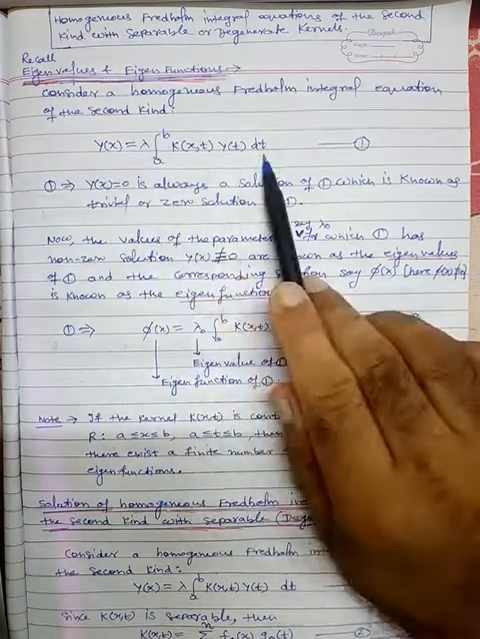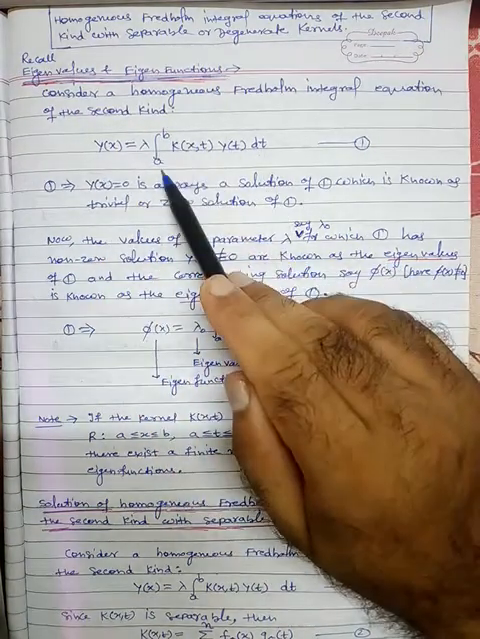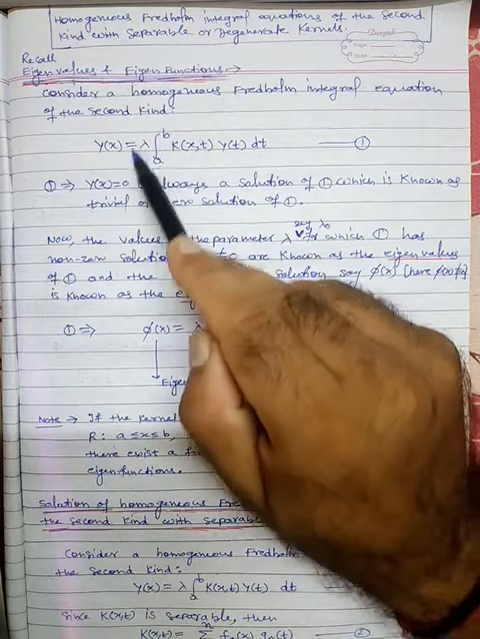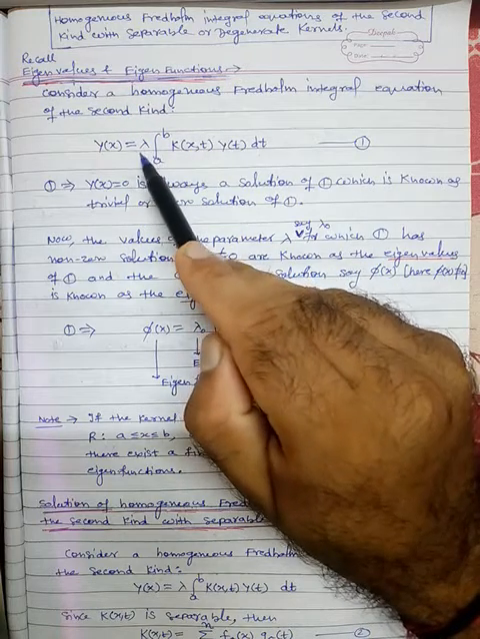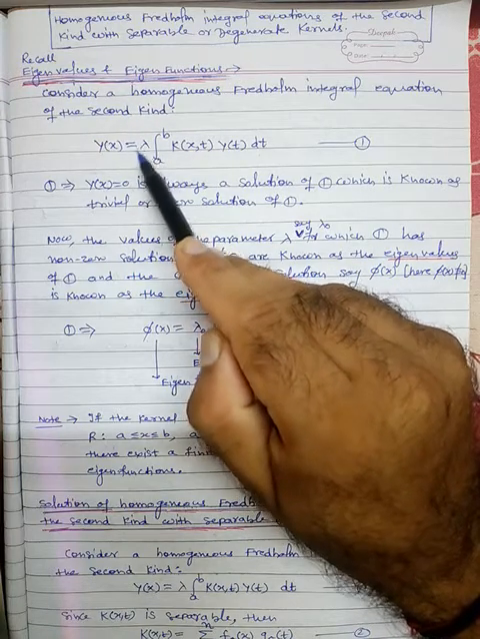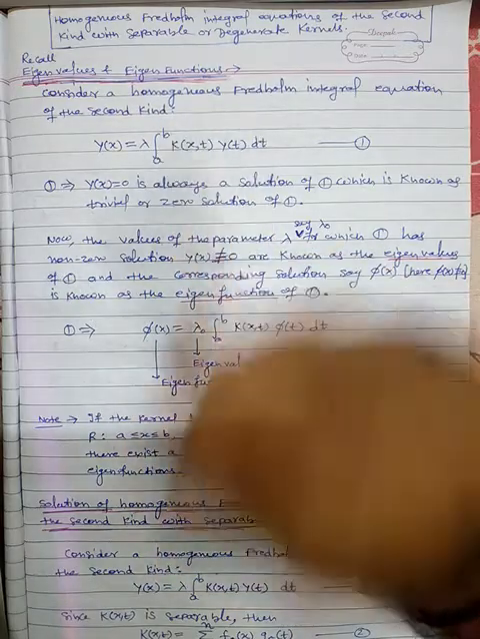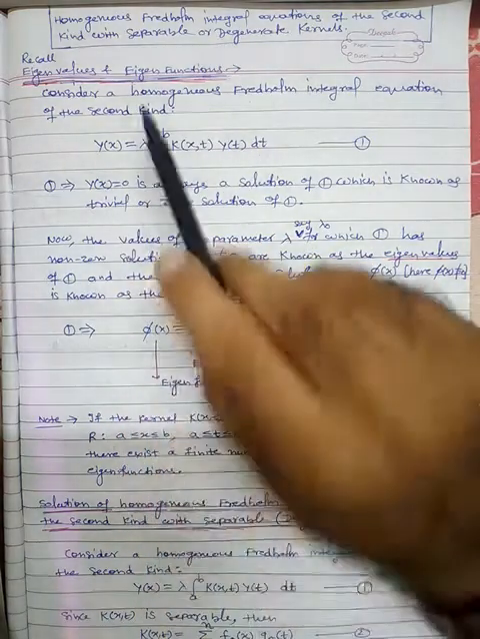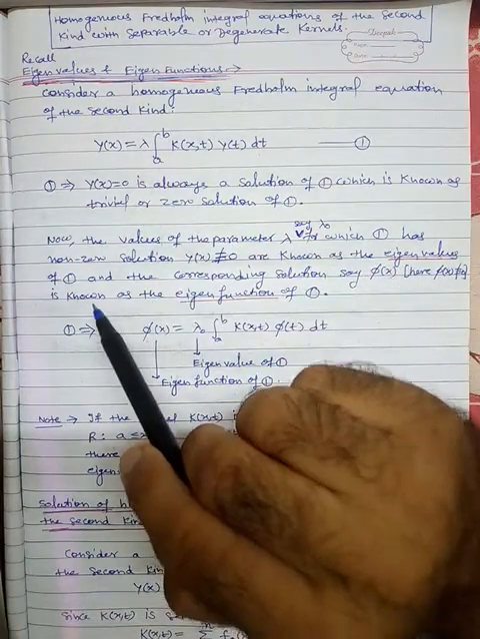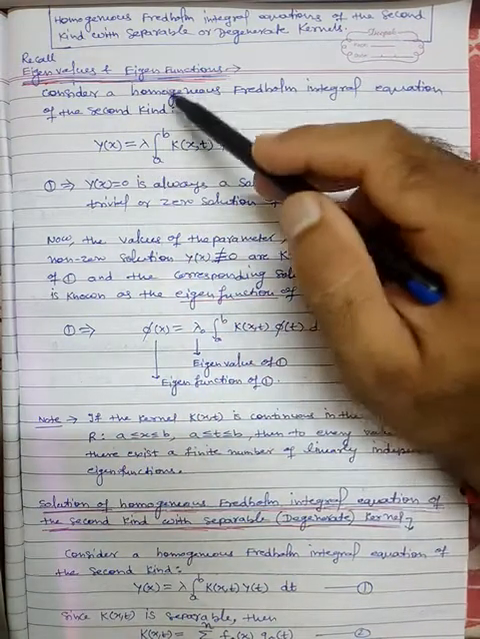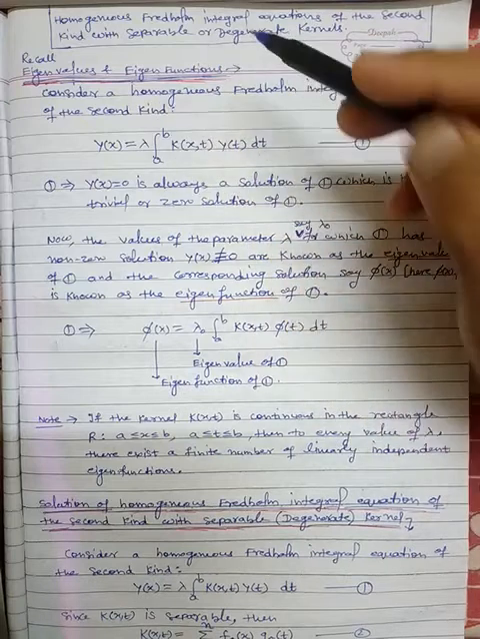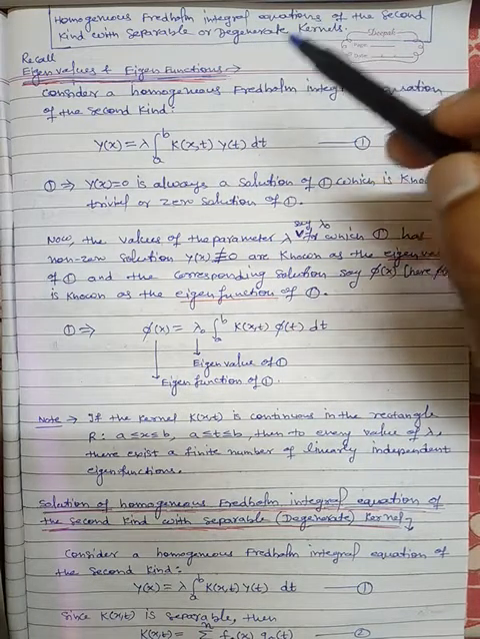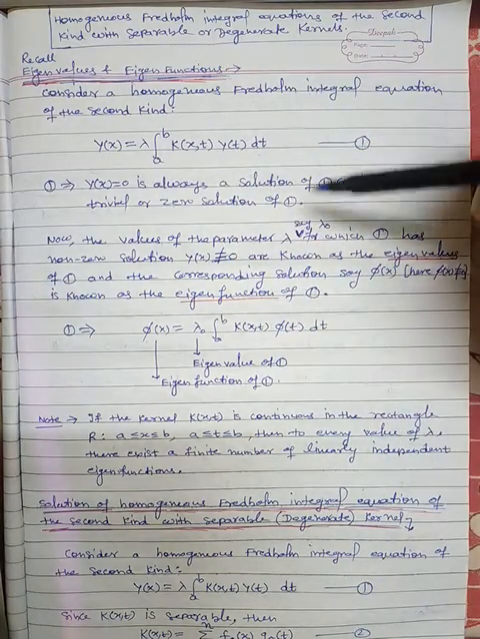So this is the equation. Fredholm because this has constant limits. Homogeneous because there is no term like f(x) here. So that is 0 here, that's why homogeneous. And second kind. This is a second kind equation. We have already discussed the first kind and second kind. Fine. So this is the equation.